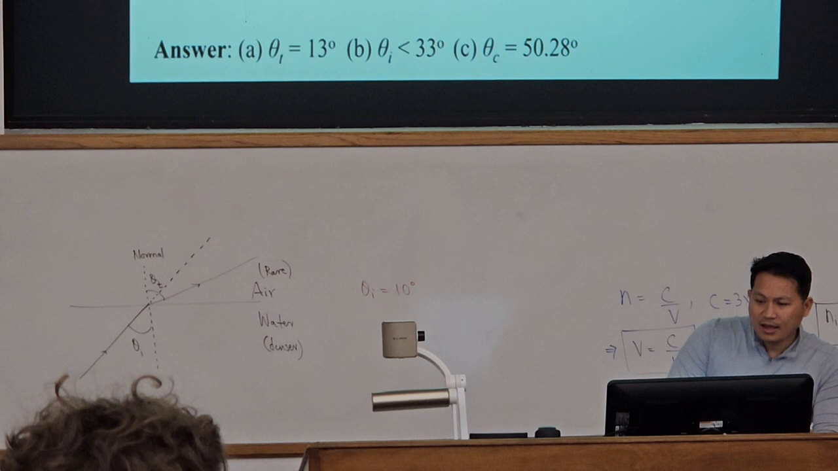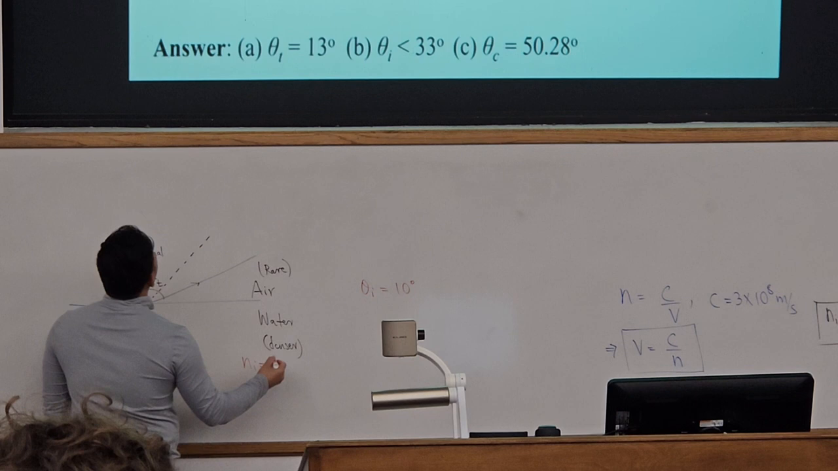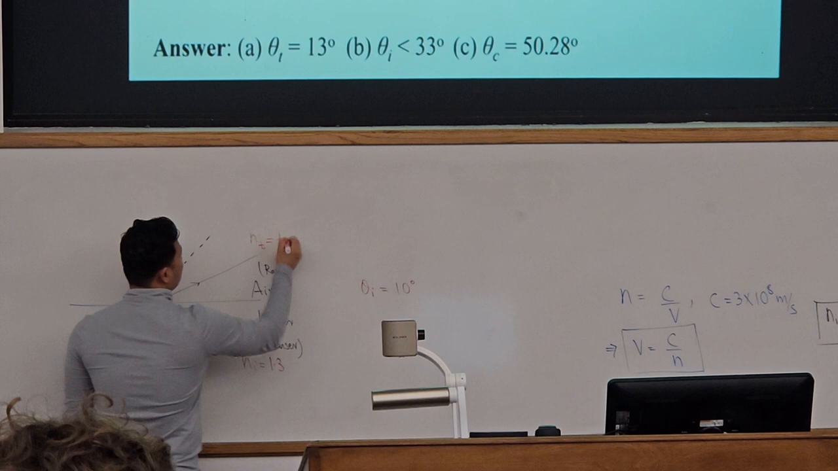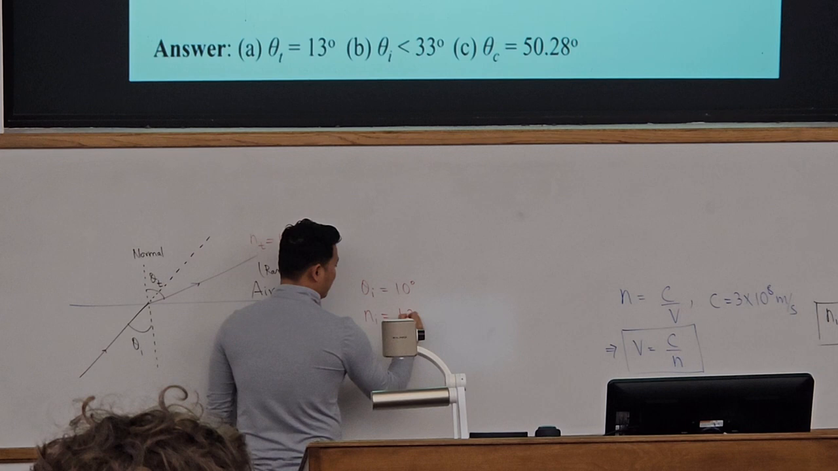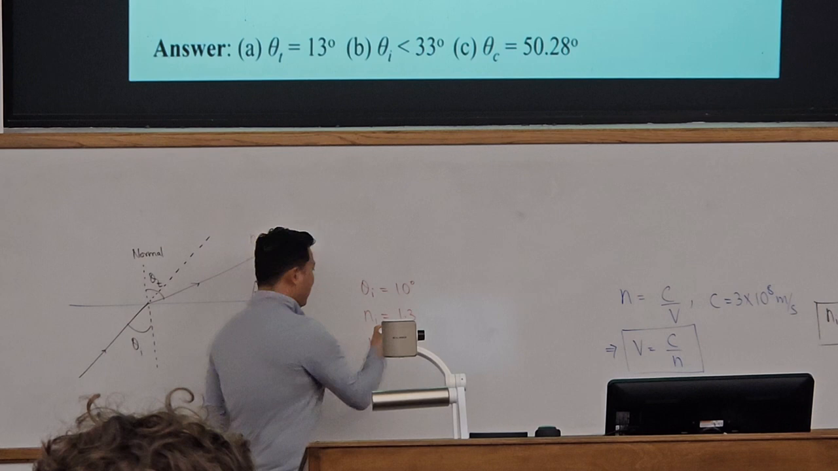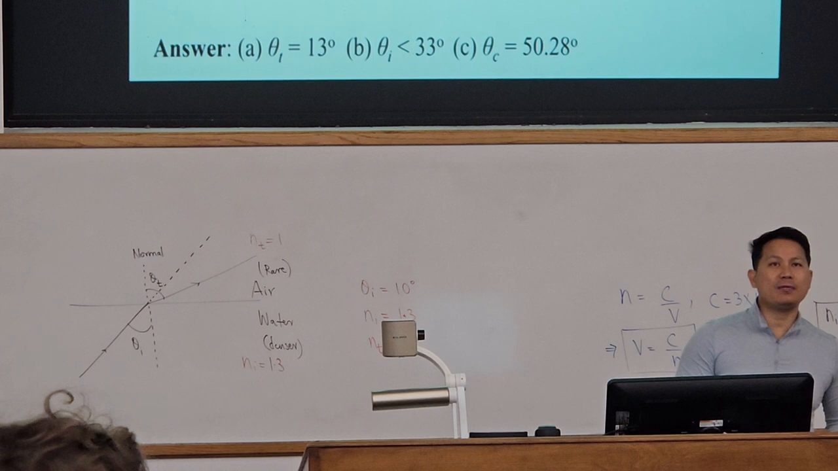And we are given the refractive index of air and water. Light is going from water, NI, which is 1.3, to air, NT, which is 1. Given this information, I need to find the angle of refraction.